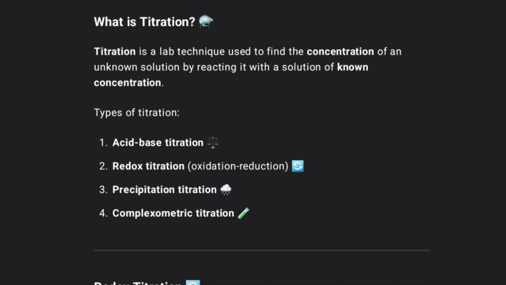Titration is a lab technique used to find the concentration of an unknown solution by reacting it with a solution of known concentration. Types of titration: 1. Acid-base titration. 2. Redox titration, oxidation reduction. 3. Precipitation titration. 4. Complexometric titration.